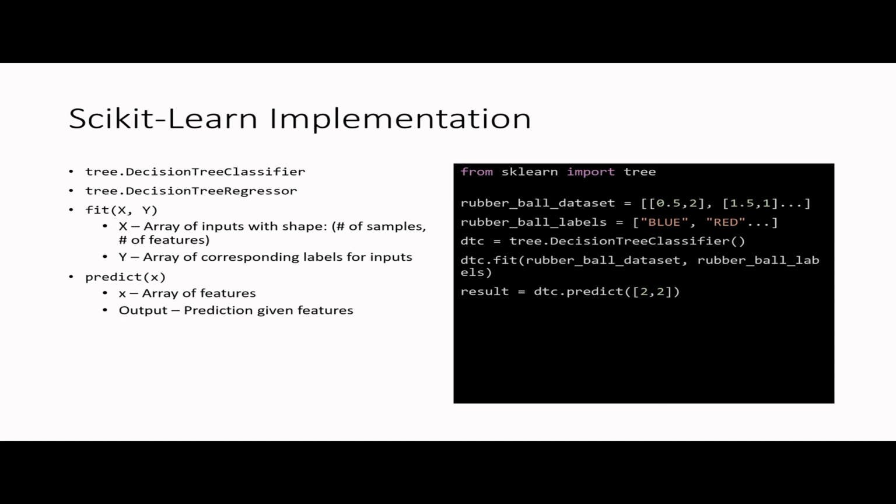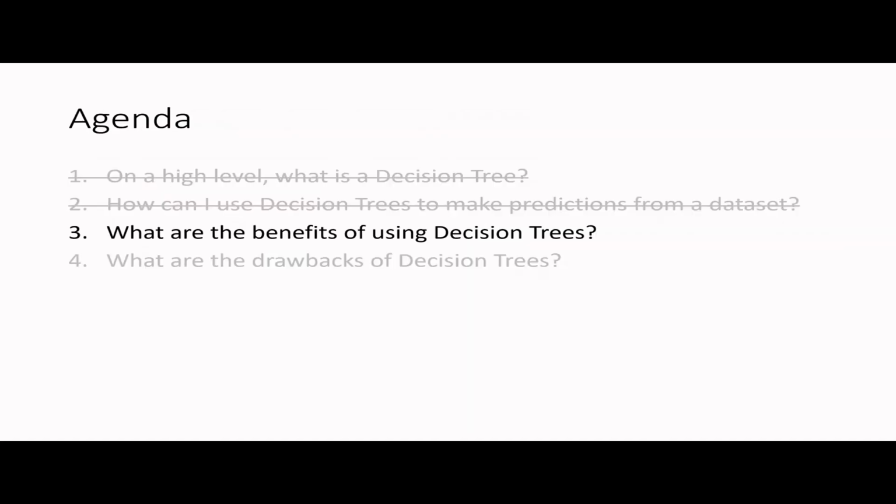Now that we know how to use Scikit-Learn's decision tree implementation, what sort of problems can we solve with it? This can be answered by figuring out what benefits and drawbacks decision trees have compared to other machine learning models. What are the benefits of decision trees?